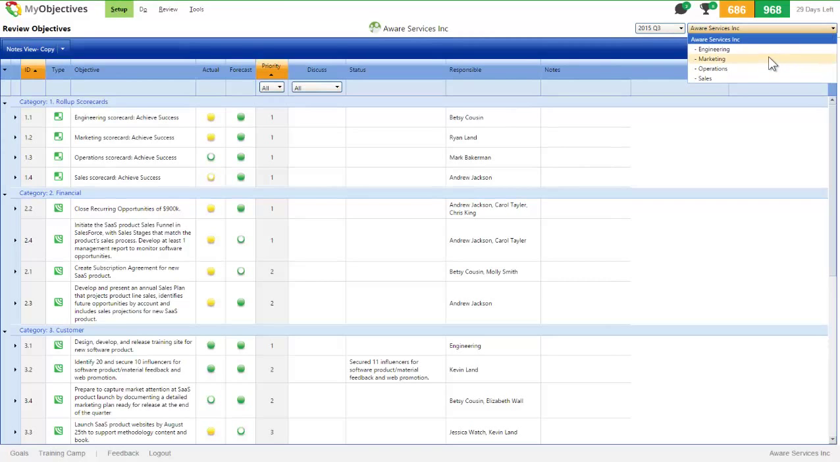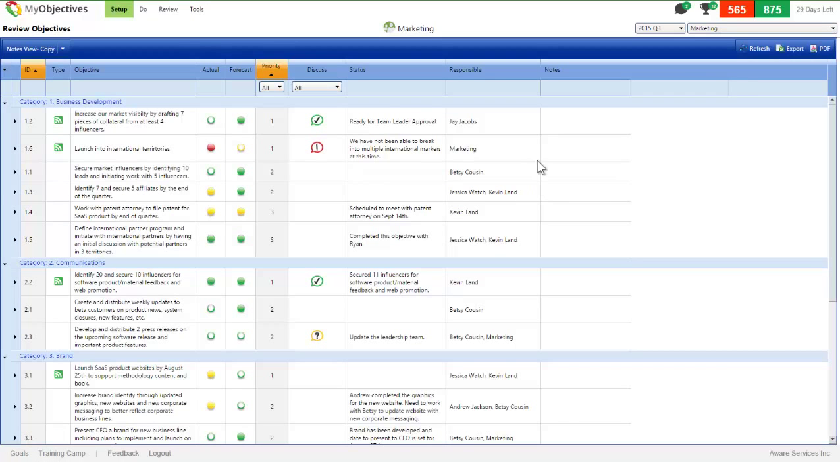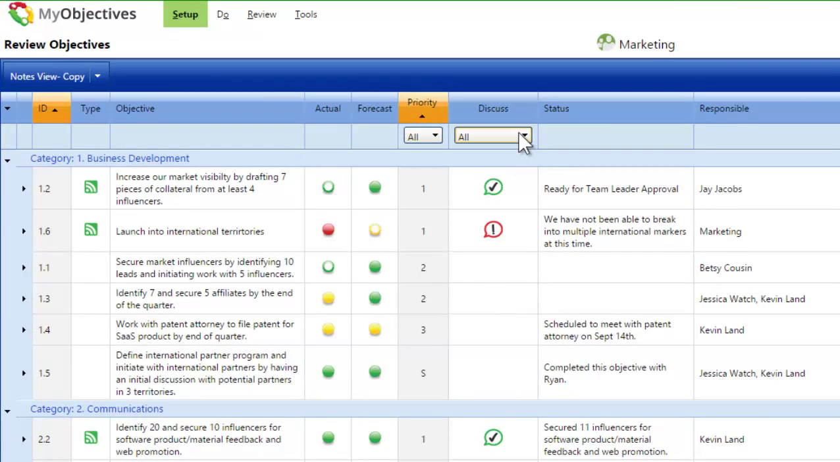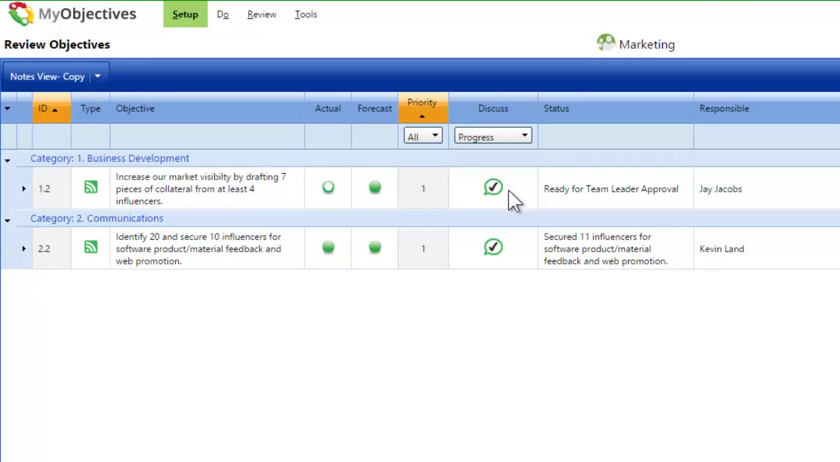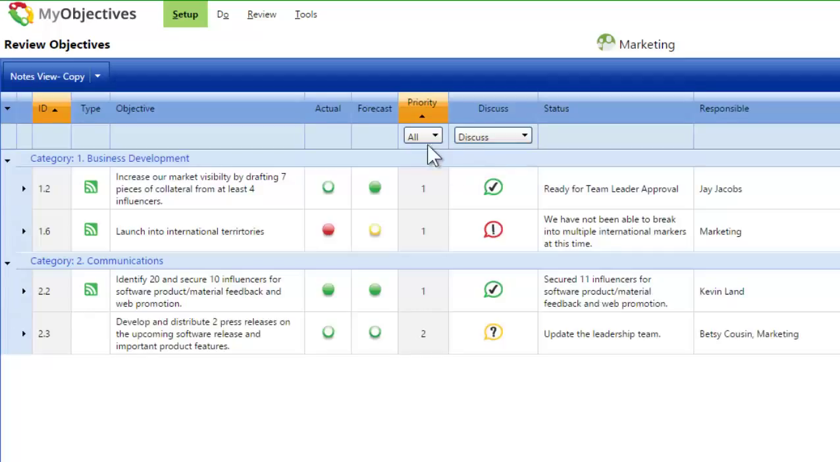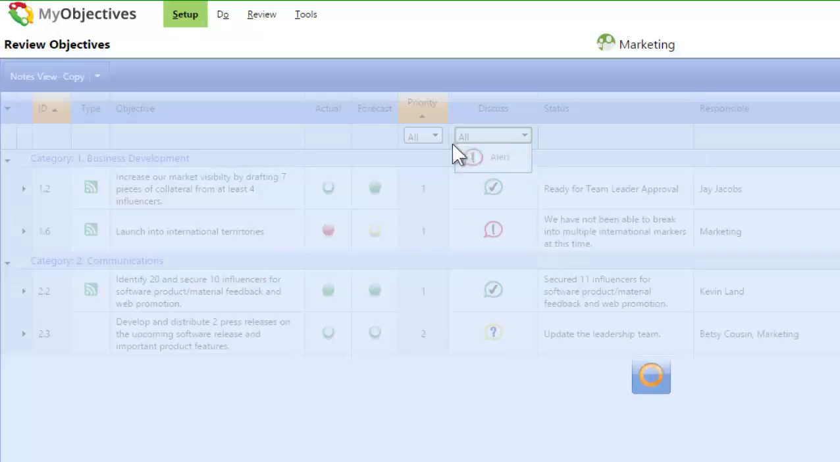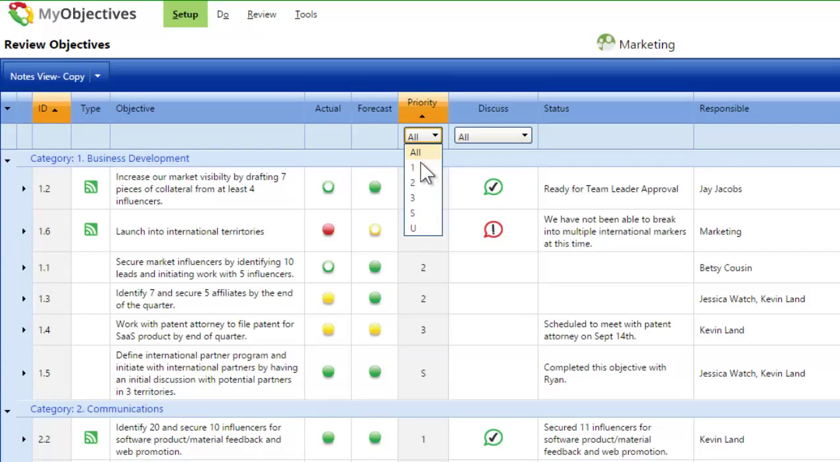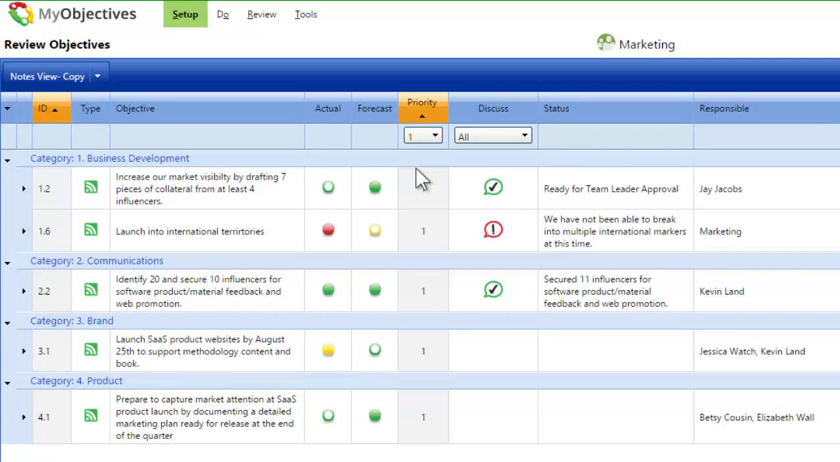I just want to touch on 2 more things. If we go back to the marketing department's scorecard, we can do things like flag only specific objectives based on their discuss flag or their priority. So this allows the team to set their agendas in terms of how they should be spending their time during the team meetings. What we've learned is many team meetings are ineffective because they turn into just a show and tell. In this case, we can begin to focus it in on either the things that we flagged for discussion or the things that we know are most important.